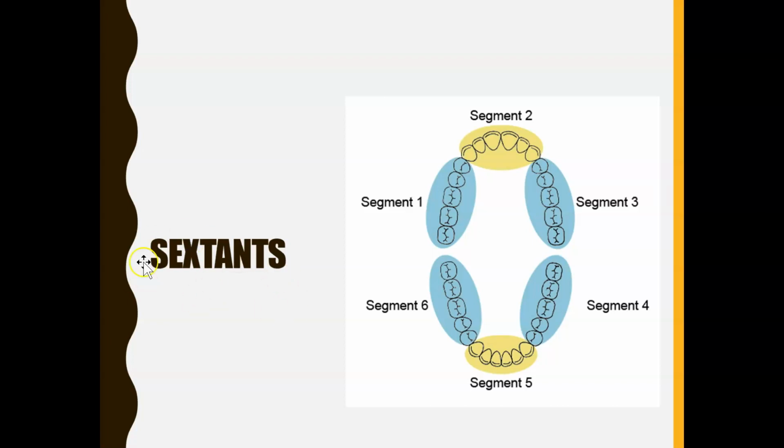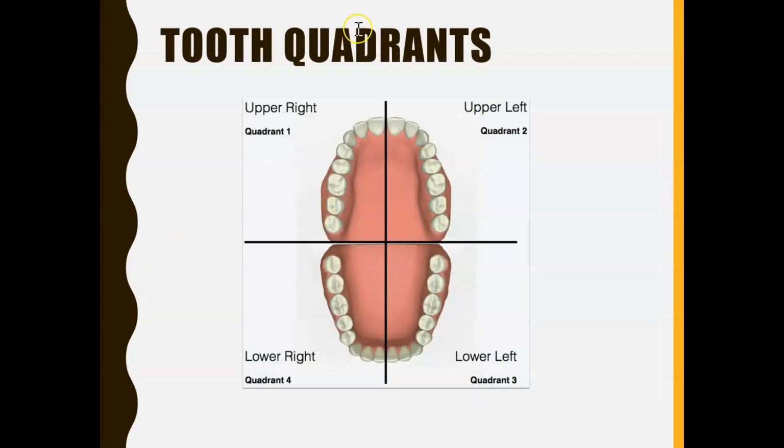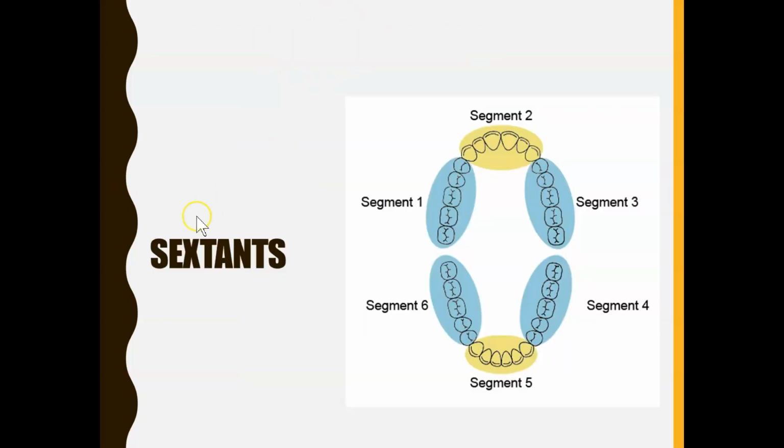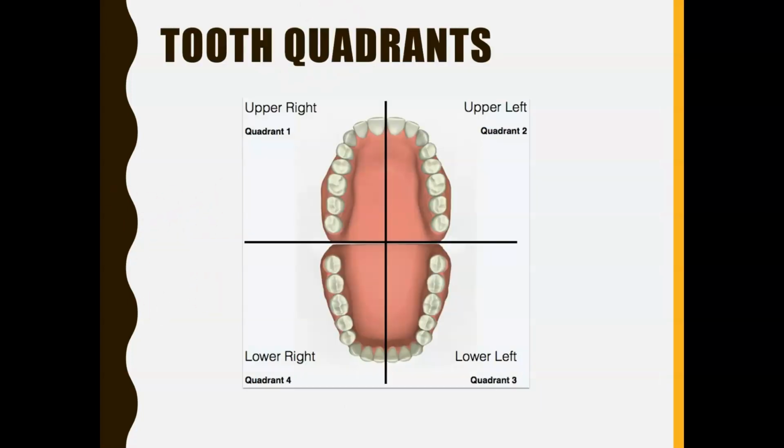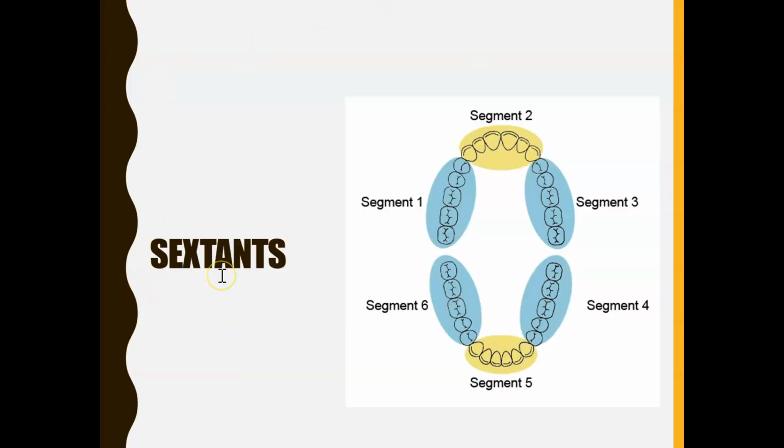And so sext comes from 6. Remember, quad comes from 4. If you've heard of people having quadruplets, that's 4 sets of twins, right? Like sextuplets, 6 kids. So if you can divide this into 6, now I know it says segments here, it should say sextant. So you could have sextant 1, sextant 2, 3, 4, 5, 6.